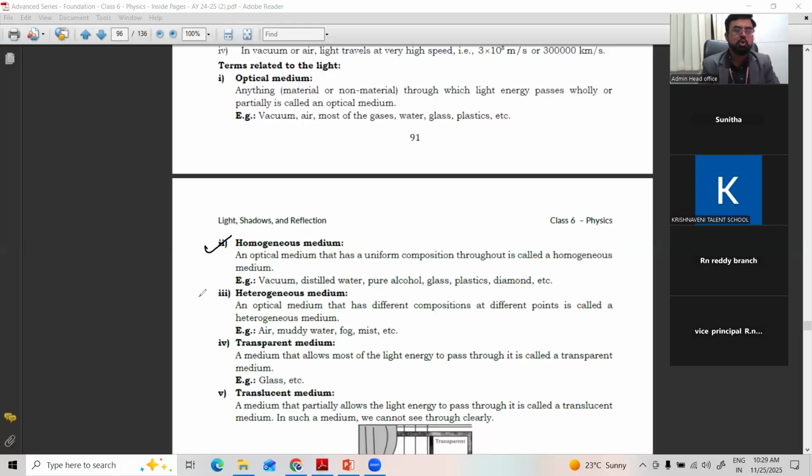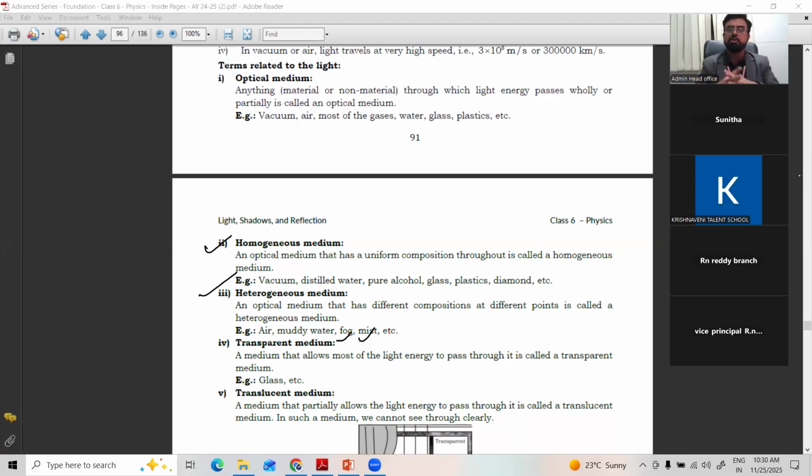Right? So heterogeneous, it is also an optical medium only. An optical medium that has different composition at different points. Sometimes more density of the particles, sometimes less density, like air, muddy water, fog, mist. All these are not composed of the same matter at every place. It changes from place to place. From where light enters to where it leaves, there is a variation of composition. Such a medium is called heterogeneous medium.